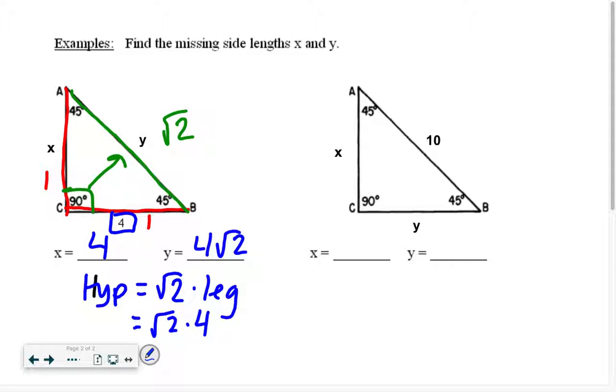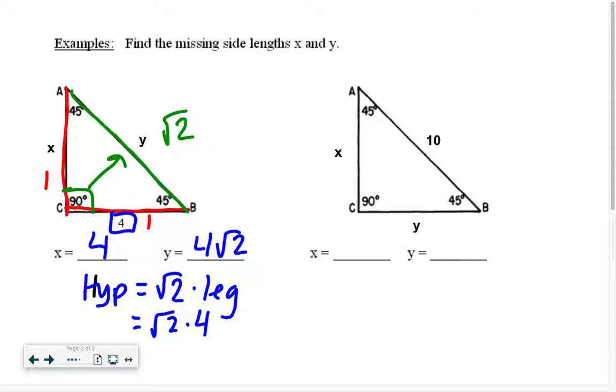I need to mention this stuff is on a non-calculator part of both the quiz and test. Okay? So you're not just going to be able to plug in, guess and check. It is all non-calculator. So leave them in simplest form. I don't care what 4 times square root of 2 is. I just know it's 4 square root of 2. Okay. Questions on this first one?